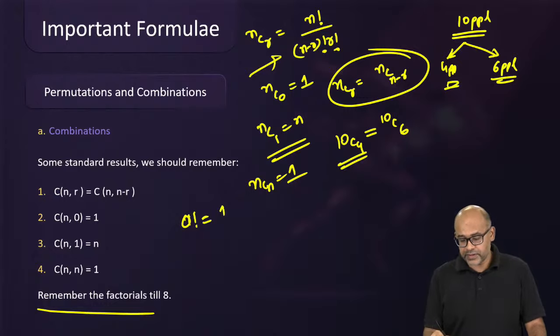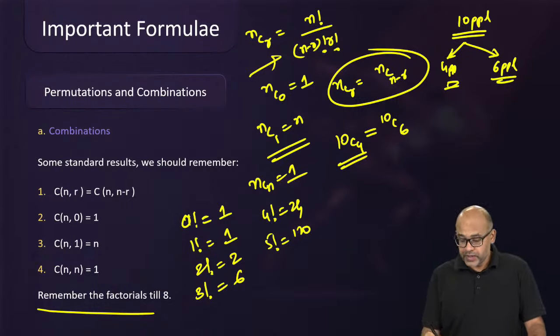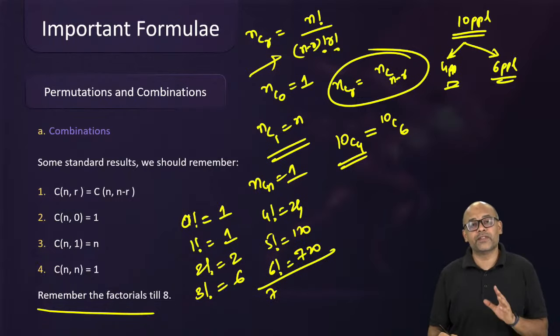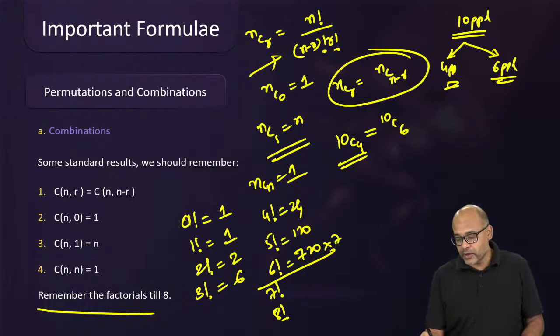Right, 0 factorial is 1. 1 factorial is also 1. 2 factorial is 2. 3 factorial is 6. 4 factorial is 24, 5 factorial is 120, and 6 factorial is 720, and 7 factorial. Till here you remember, that is sufficient ideally. If you have more time, you can go for 7 factorial and 8 factorial too. Just multiply this by 7 and you multiply this by 8.